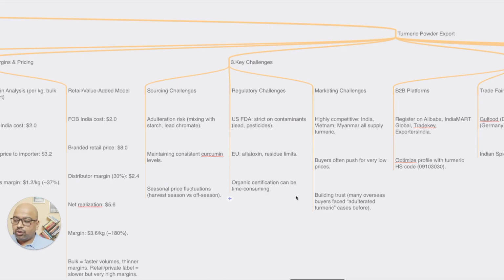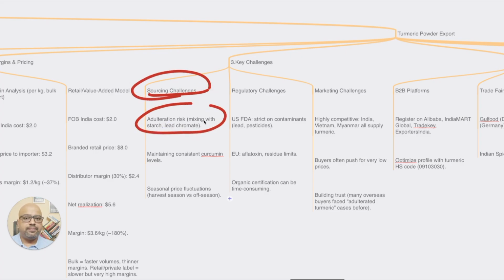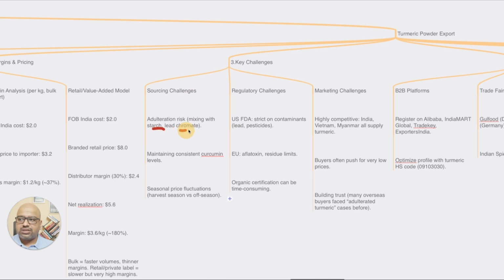See, at the end of the day, the whole success of the business lies completely on the supply chain. If your supply chain is strong, no issues. So what are the key challenges? One is the sourcing challenges. Adulteration is the biggest problem in India. Whatever starch, lead, whatever they can mix, they will just mix it to increase the value or the volume of the quantity. But when we do the testing, these parameters will trigger and you get to know that this turmeric powder has been adulterated and is not within the permissible limit to export.